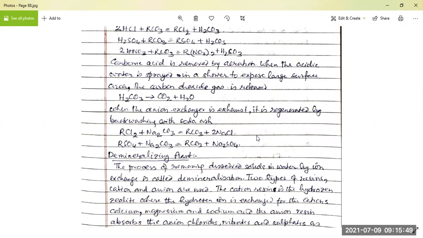We have discussed the different inputs of the demineralization plant yesterday. What is the function of demineralization itself? The process of removing the dissolved solids from water by ion exchange is defined as the demineralization process. It means we have to remove all the materials present in the feed water by the process called demineralization. There are two types of resin available, cations and anions.